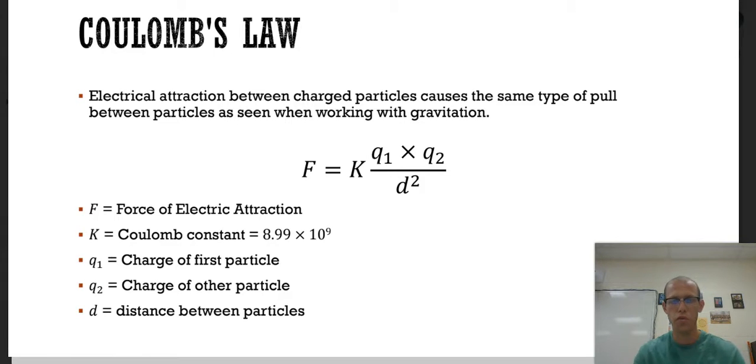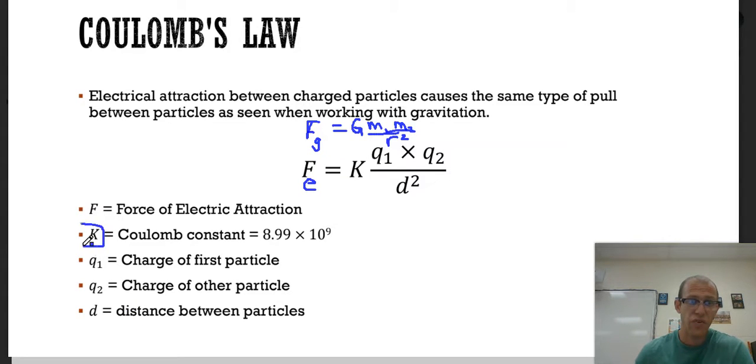Coulomb's law, we can denote with F sub E, just like with gravitational force we would do F sub G. If we compare the gravitational force, which is capital G times mass 1 times mass 2 divided by our radius squared, it's very, very similar to the electric force. Here we have K, which is Coulomb's constant, different than the gravitational constant. We have the charge of particle 1, the charge of another particle, and the distance between them. So really the only thing different is this value right here, and that we're talking about charges rather than masses of particles.